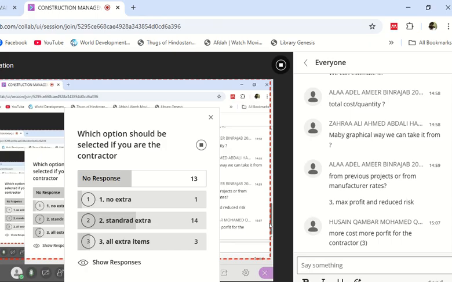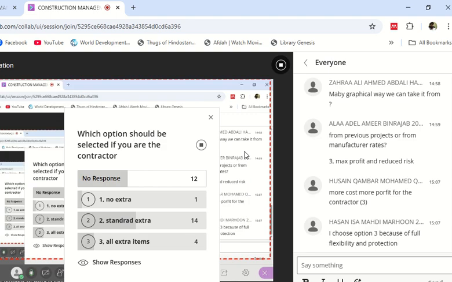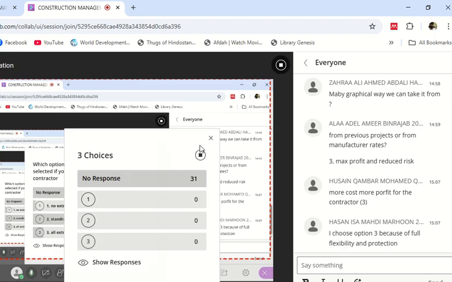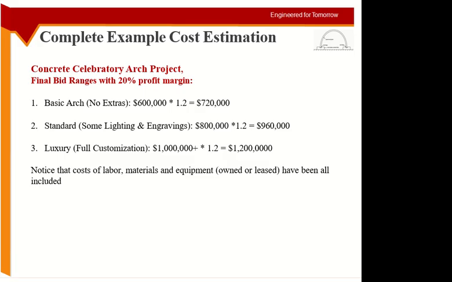That's correct. Even if you keep the same percentage, the amount of profit increases. So here the profit is 200,000, here the profit is 160,000, here the profit is 120,000. So as the amount of work increases, the profit also increases. But the majority of you said we will go for option 2. I believe even from the contractor's perspective, it will be a smart choice.